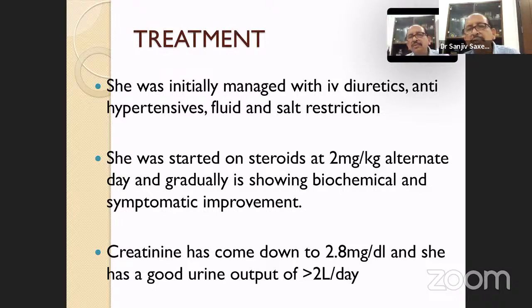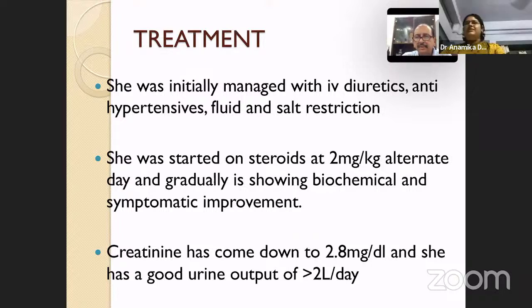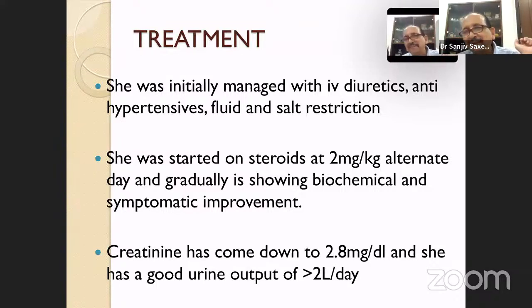How would you react to this statement that she would probably have done as well without steroids as she has done now with the steroids? Definitely, sir, there is a possibility. Okay. Dr. Santosh, what in your opinion made you people give her steroids from the beginning?